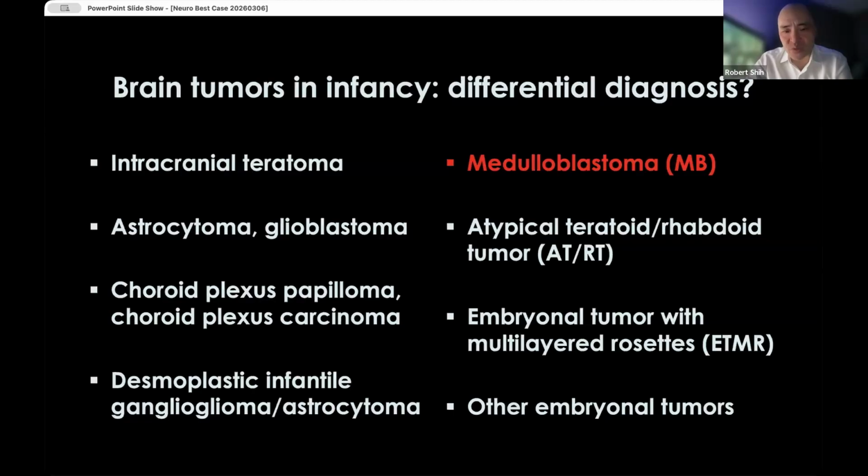Embryonal tumors are always something you want to think about when you see a hypercellular tumor, something that's T2 dark in a young patient. These guys down here, ATRT and ETMR, generally happen in very young children, usually less than 3, less than 4. Medullos can happen from infancy all the way up until young adulthood. So medulloblastoma is a little bit unique among the embryonal tumors in that it can happen at higher ages as well, all the way up into young adults.